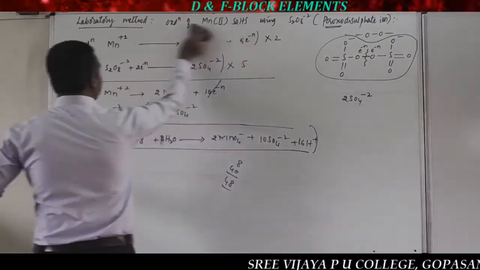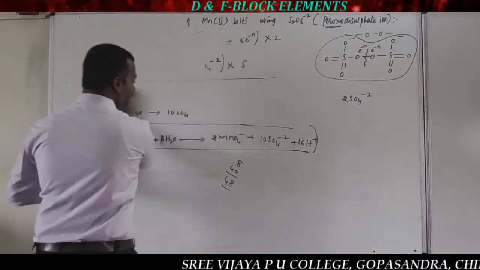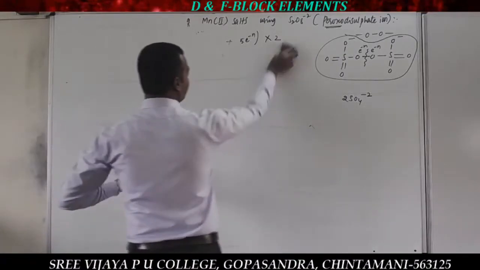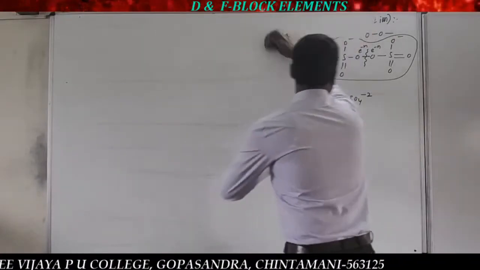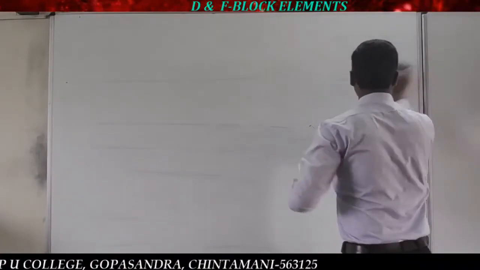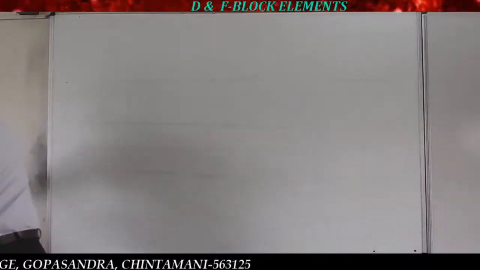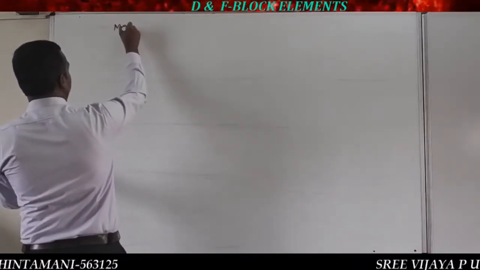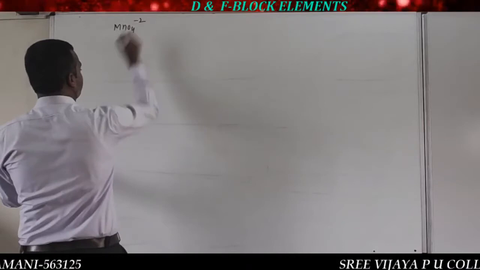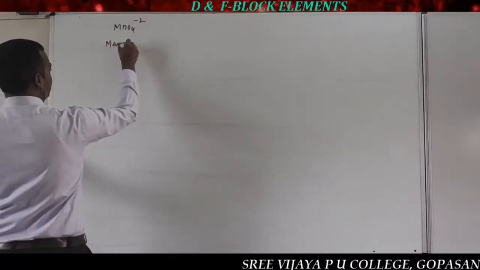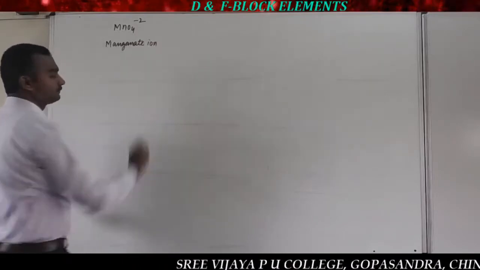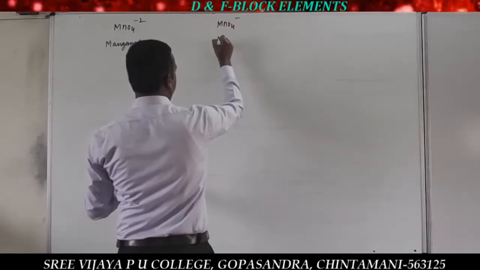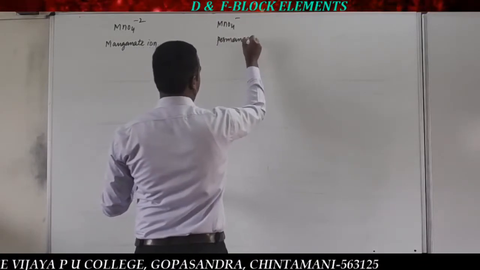So next one is the structure of manganate and permanganate ion. Now we will differentiate the manganate ion and the permanganate ion. On one side, MnO4 2-: this is called the manganate ion. On the other side, let's take MnO4 minus: this is called the permanganate ion.